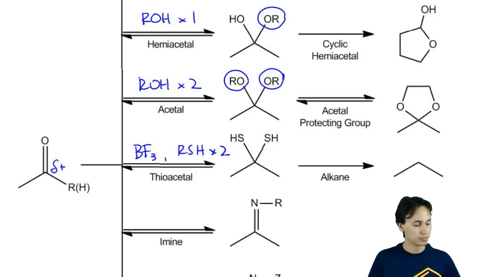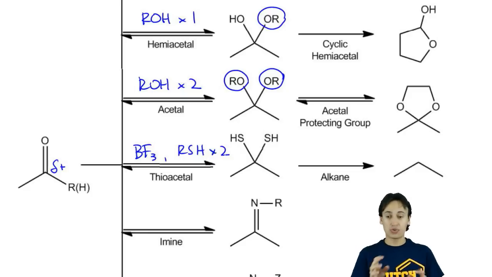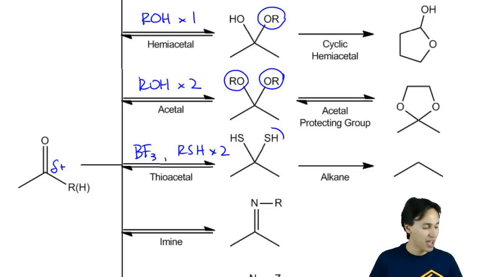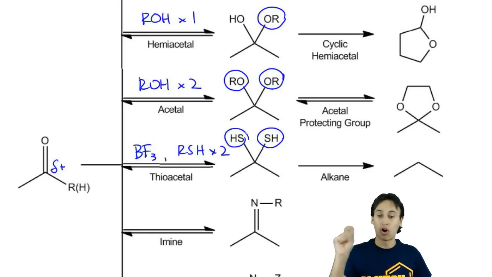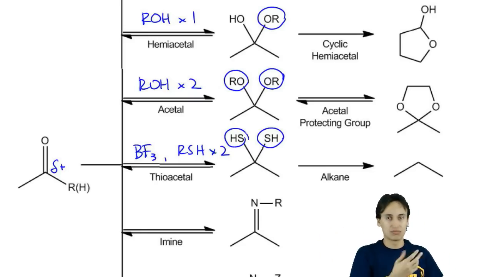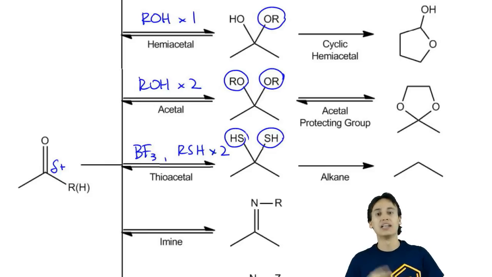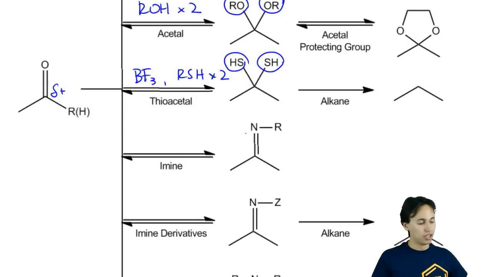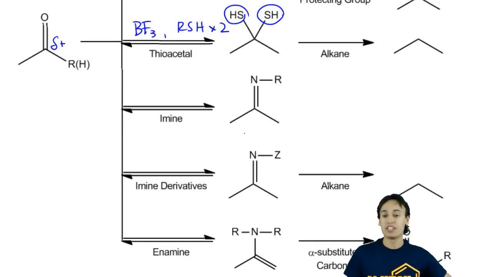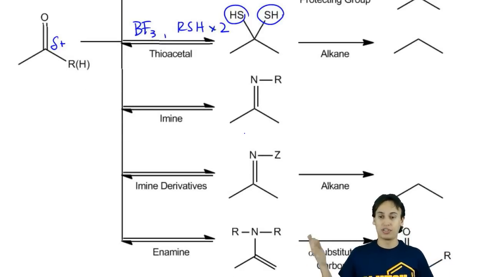Notice that this reaction is actually very similar to the one above it, acetal and thioacetal. The only difference is that now I'm getting SH groups instead of OH groups, because instead of reacting ROH, it's RSH. That's it. And then the acid here is just a little special. It's a BF3 instead of your normal Bronsted-Lowry acid, okay? Cool, let's keep going.